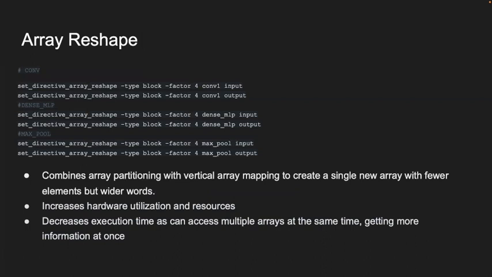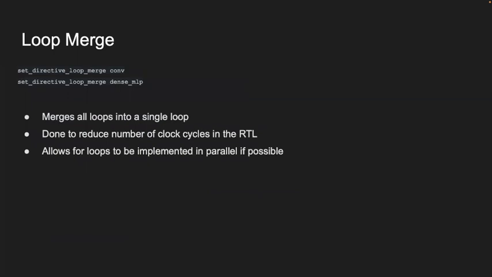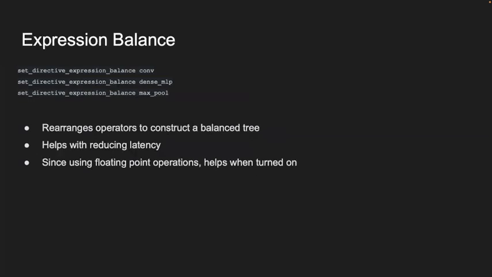Though this increases hardware utilization or resources, it can decrease the execution time as you can access multiple arrays at the same time, essentially getting more information at once. For loop merging, it can merge all loops into a single loop, which can reduce the number of clock cycles at the RTL level and allow for loops to be implemented in parallel if possible.